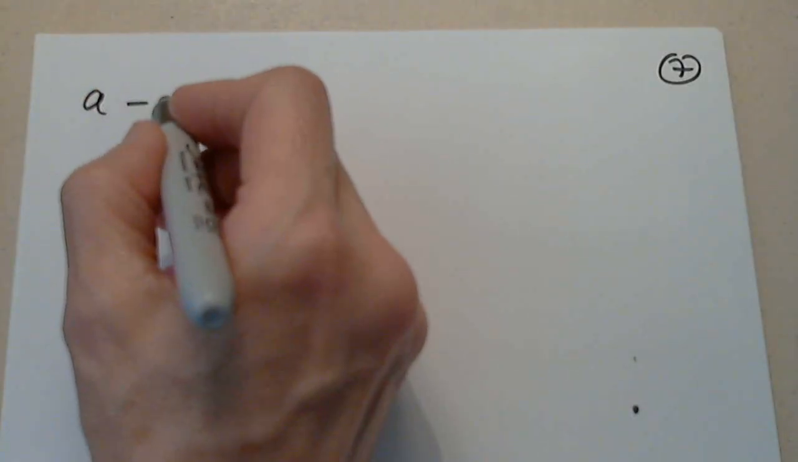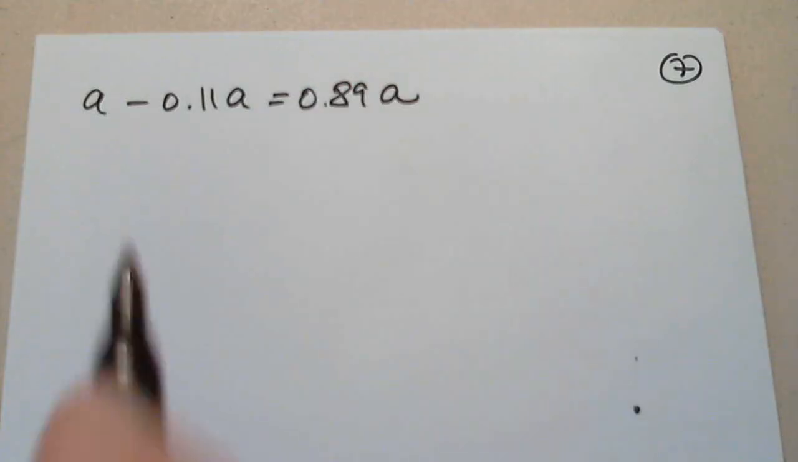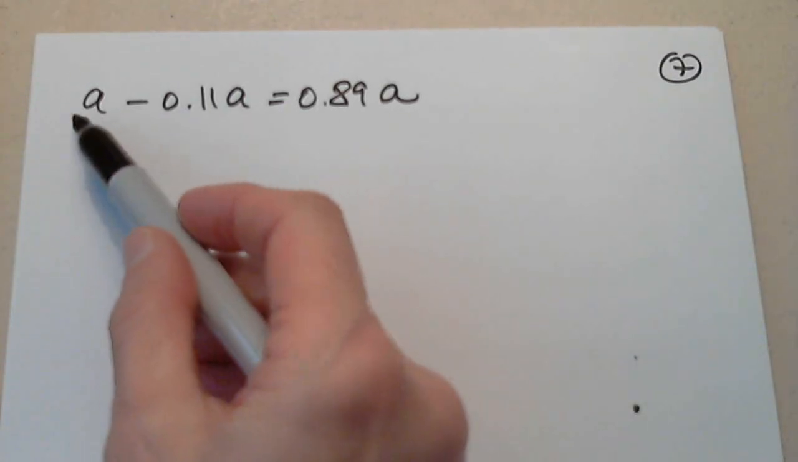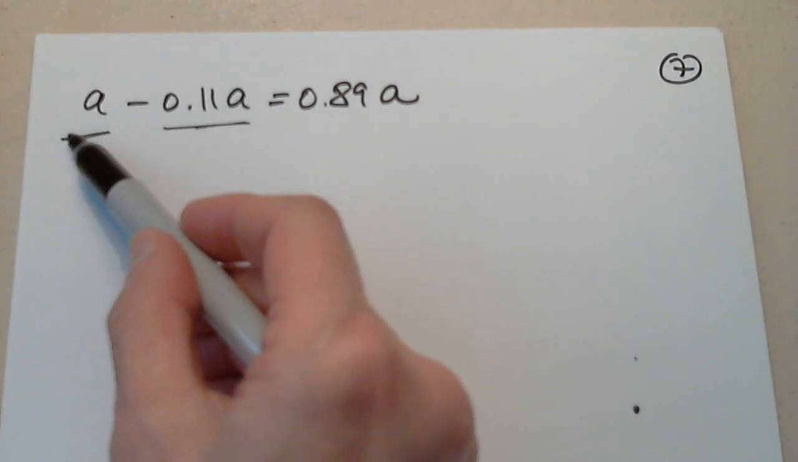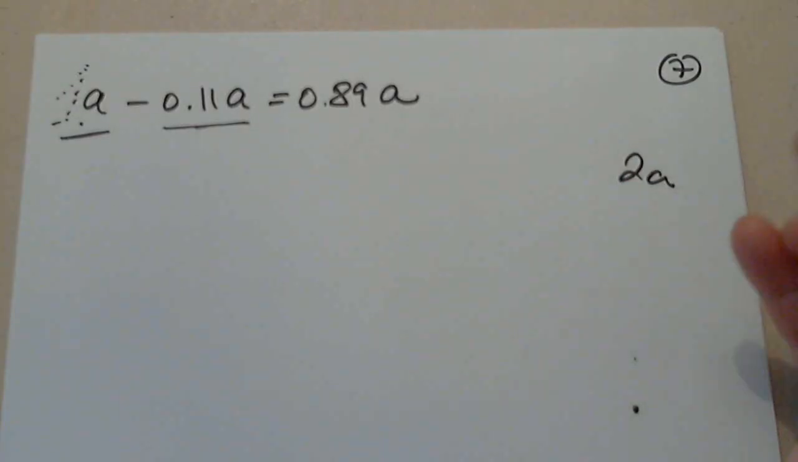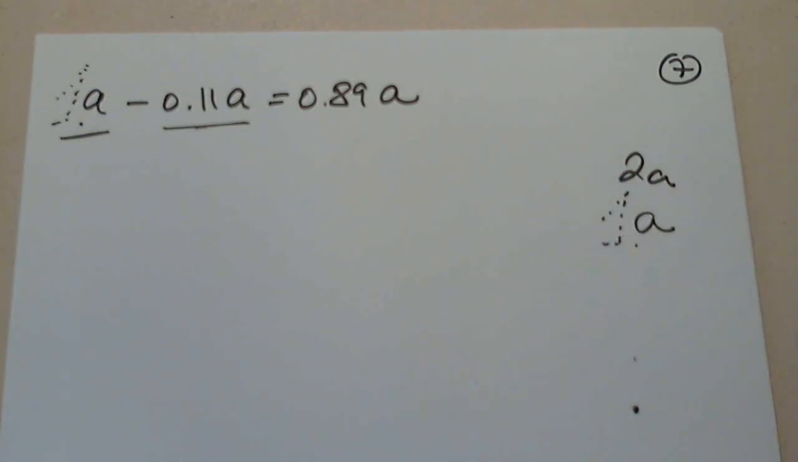Let's look at some equations now with decimal numbers. So a minus 0.11a equals 0.89a. This is not an equation. I just want to make a point with this one. Then we'll look at equations. Now, these are like terms. We know that. There is an imaginary 1. When we say 2a, we mean 2 times a. But when we say a, we really mean 1a.